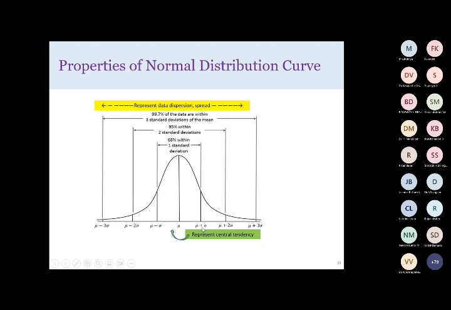Sigma represents the standard deviation. In one standard deviation, there should be 68 percent of the data. In two standard deviations, the spread is 95 percent of the data. And in three standard deviations, the spread is 99.7 percent. If the data falls beyond these three standard deviations, I can say those data are outliers. So this is one of the ways you can identify the outliers.